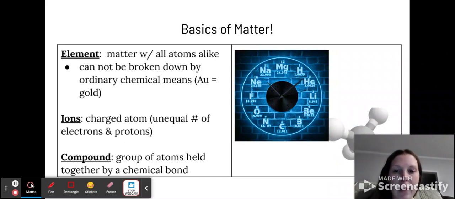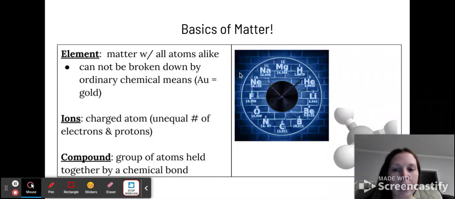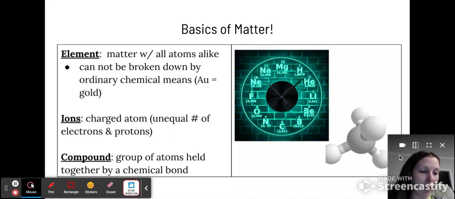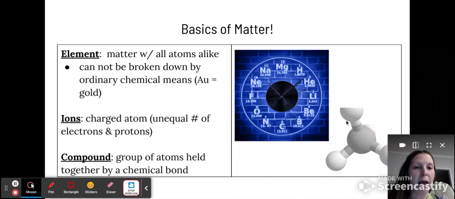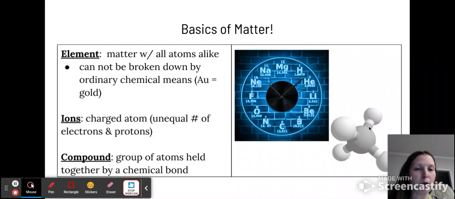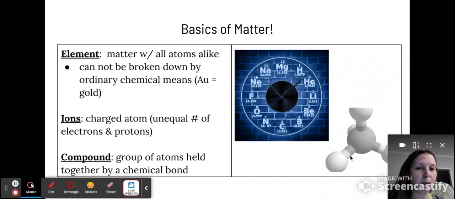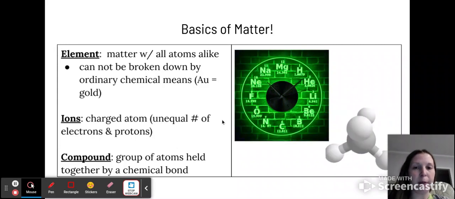And then we also have compounds, and compounds are groups of atoms that are held together by chemical bonds, and they can be separated by chemical means, so in a reaction. And this gray rotating molecule here is an example of a compound. The dark gray center is one element, and then the lighter circles on the outside are a different element.